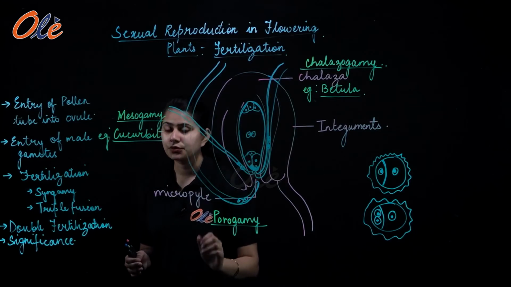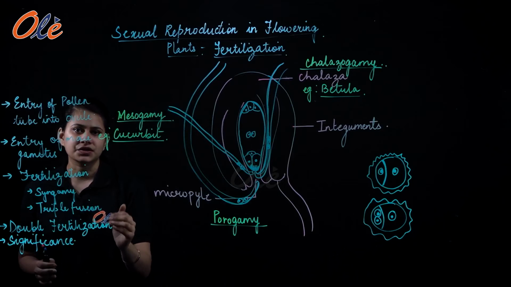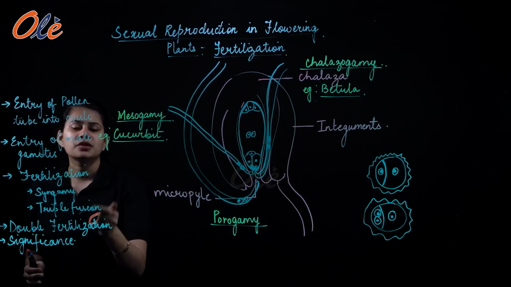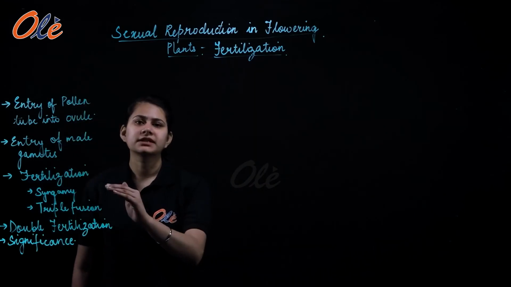I hope this is clear to you. Now we come to the most important event which is fertilization. यहाँ पे दो चीजें हम लोगों को ध्यान में रखनी है, Syngamy and Triple fusion. We are going to study them separately. Let us now begin with fertilization.